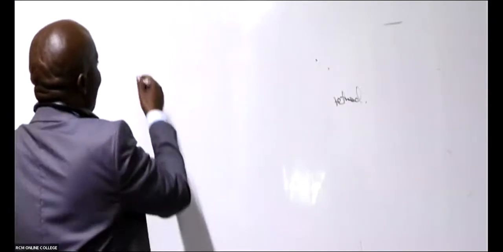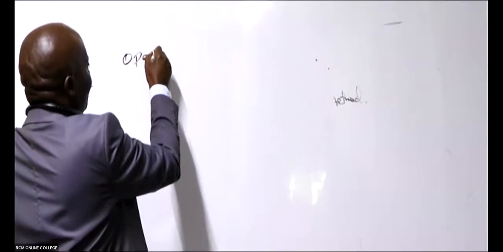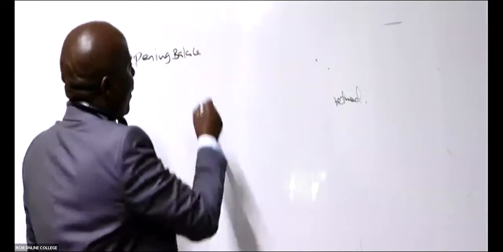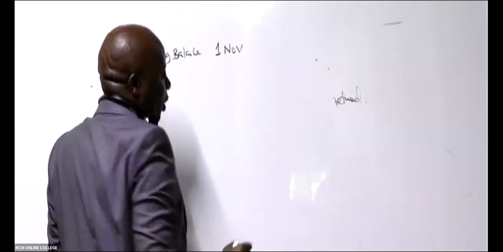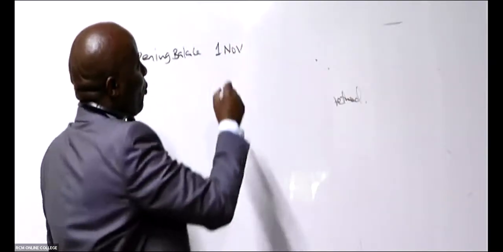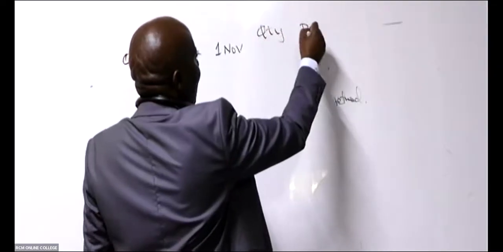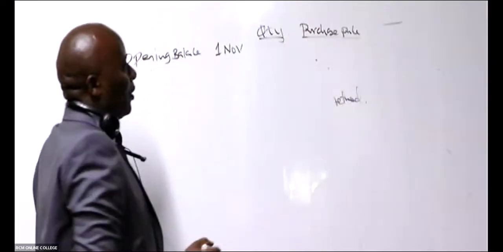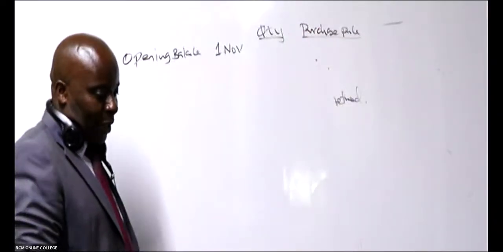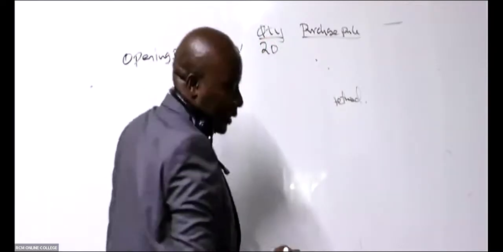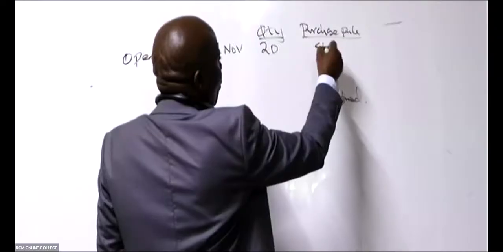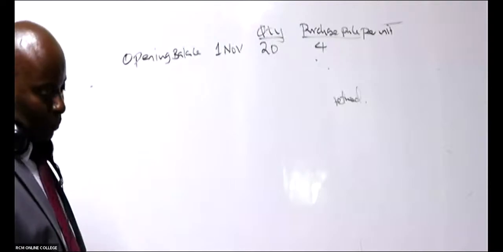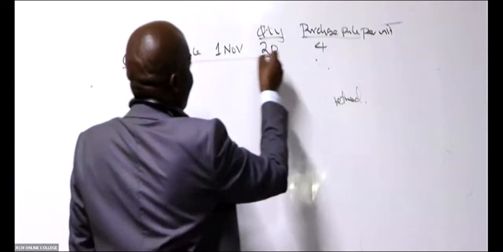So we have here the opening balance, 1st November. We have quantity and then purchase price. On 1st November, we had 20, and the purchase price per unit was 4. All right, so we are through with this.